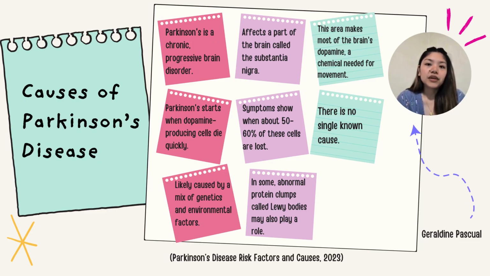It also affects mood and pleasure. Usually, people lose these cells very slowly as they age. But for those with Parkinson's, the loss happens much faster. Symptoms start showing when over half of these cells are already gone.